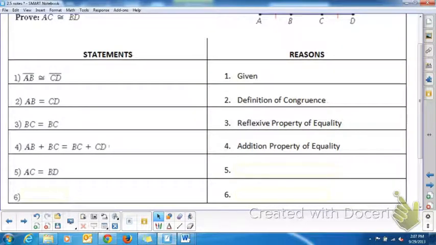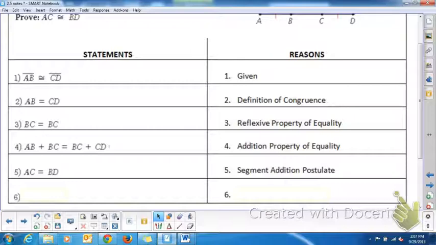AC is equal to BD. When you put two segments together to get a bigger segment, AB plus BC is equal to AC, and BC plus CD is equal to BD. We use the segment addition postulate. Postulates, definitions, and properties are all accepted reasons in proofs.